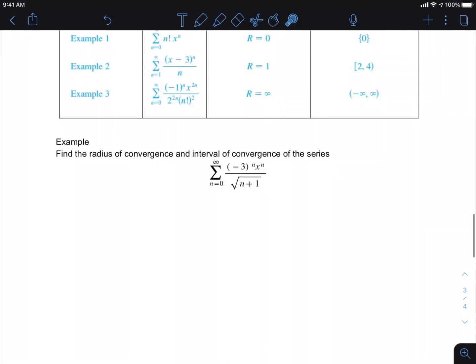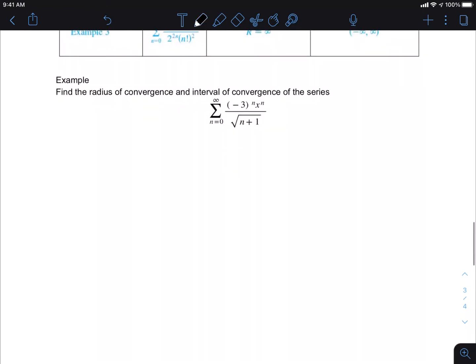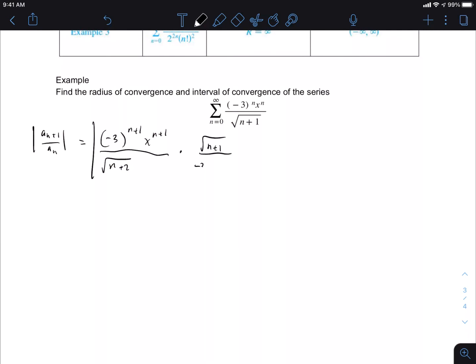So here we go. In this example, again, I'm going to try to attack this with the ratio. So I'm going to go a sub n plus 1 over a sub n, and that's going to give me -3 to the n plus 1 x to the n plus 1 over the root of the quantity n plus 2, and then I'm going to multiply that by the reciprocal of the fraction, so that's going to be n plus 1 over a -3 to the n x to the n.